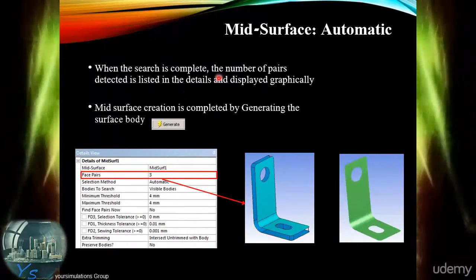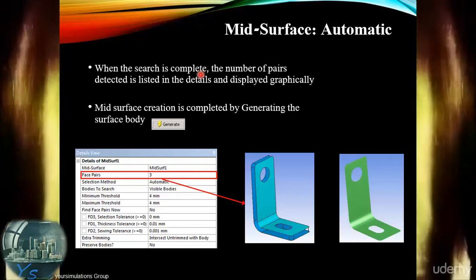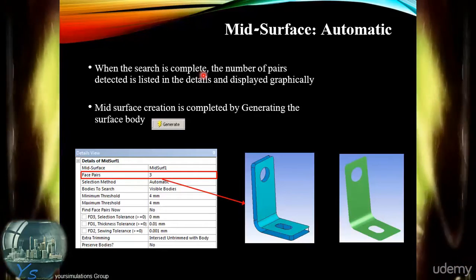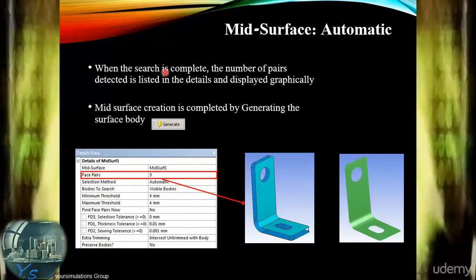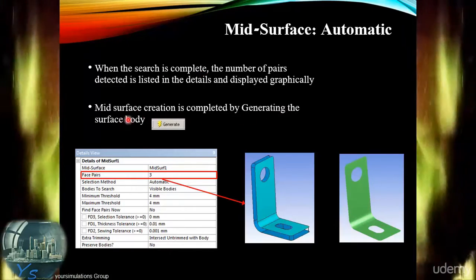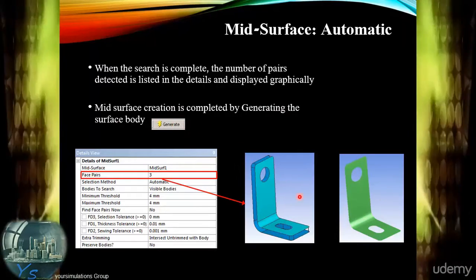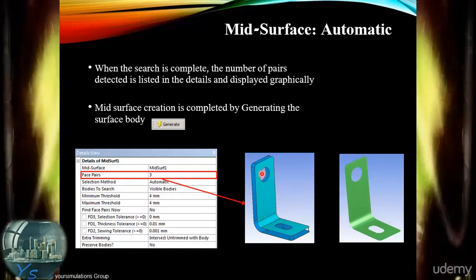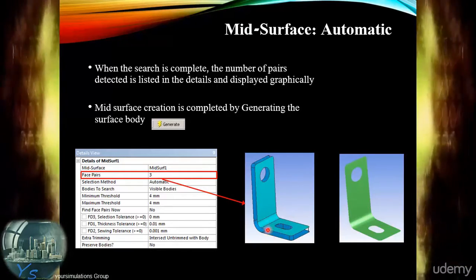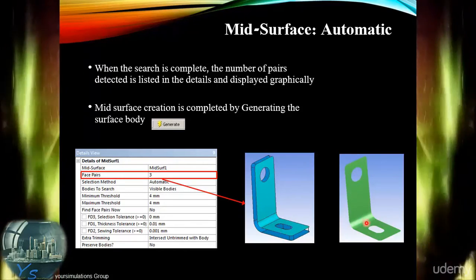So when the search is complete and we've found all of the pairs that we need in order to create the mid-surface correctly using the automatic selection method for mid-surfacing, the mid-surface creation can then be generated by hitting F5 or clicking the generate button, and as we can see on the bottom right hand side of the screen, we can go from this set of face pairs as shown here after successful selection of the face pairs into the single surface body as shown on the right hand side.